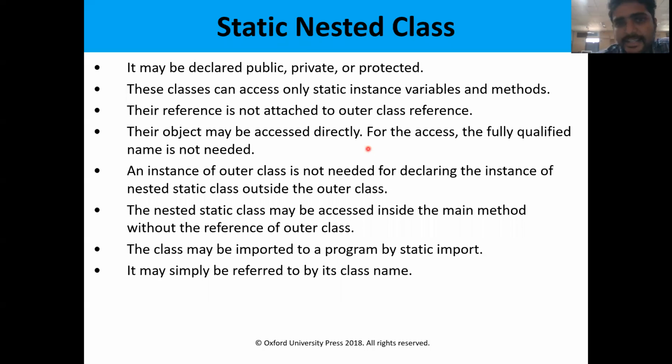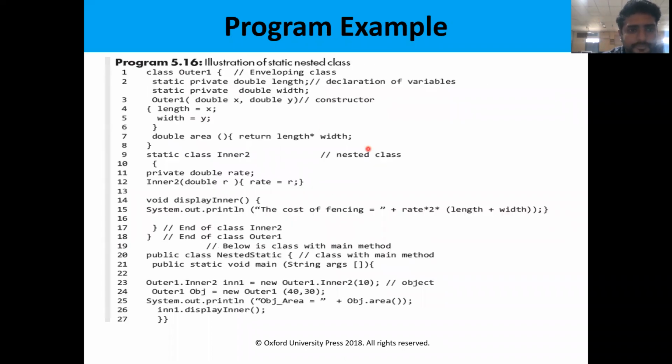So next one, static nested class. Nested classes means the class within the class. That class has the keyword static. That means we can access the class members without creation of an object. For example, see this class. The class is declared as static. So this is called static nested class. So this is in the class outer one.